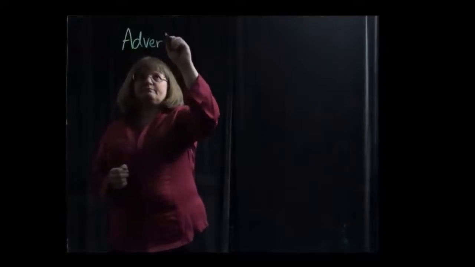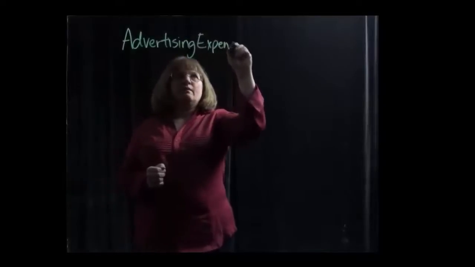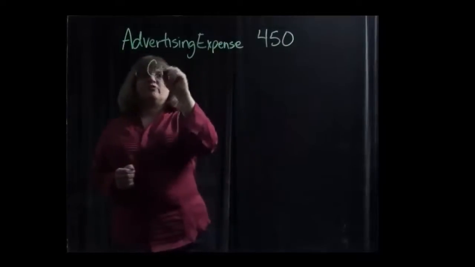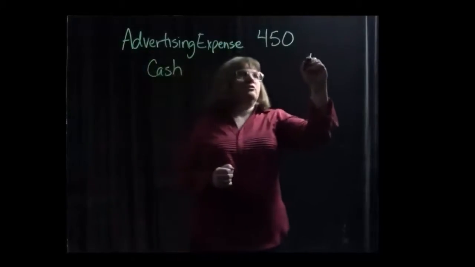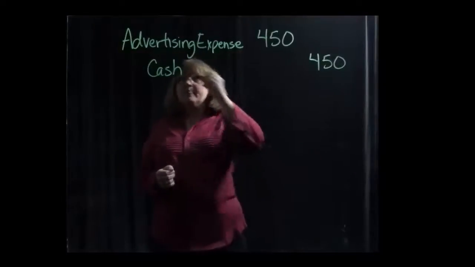To determine the required correcting entry, let's think about what entry should initially have been made, and then compare that to the entry that was made. That will help us to determine what we need to do to correct the error. In this case, the initial entry should have been a debit to advertising expense for $450, and a credit to cash for $450. That's the journal entry that should have been made.